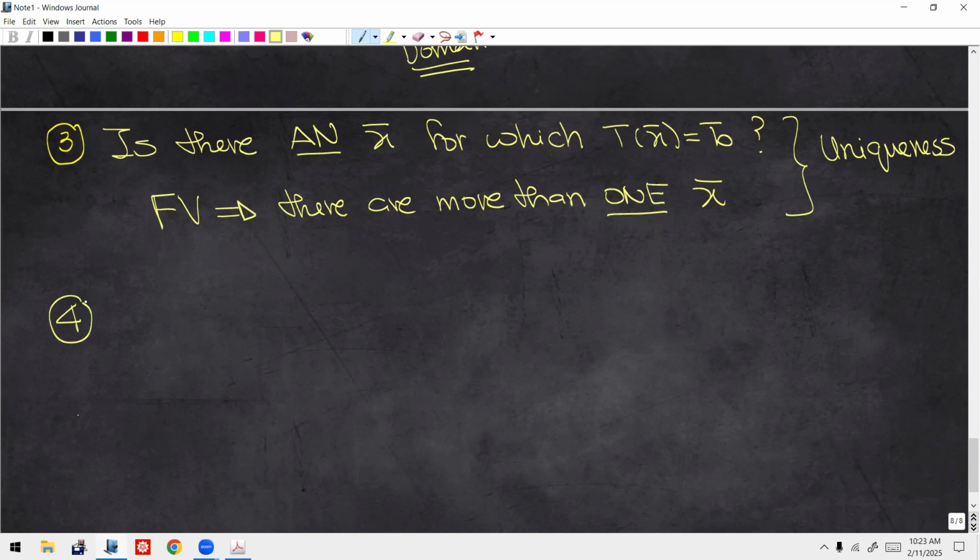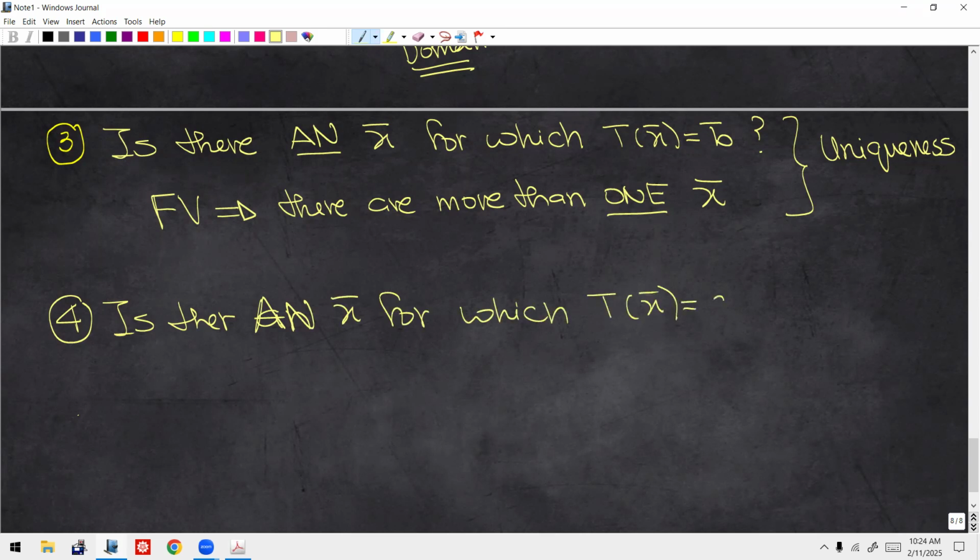The next question is, they've asked us, is there an x for which T of x is equal to c? So this would end up becoming a question of existence. Okay, and you'll see that. So this time, instead of ending up with b, we're going to end up with c. So let's do the same thing we did before. Plug it into a matrix.